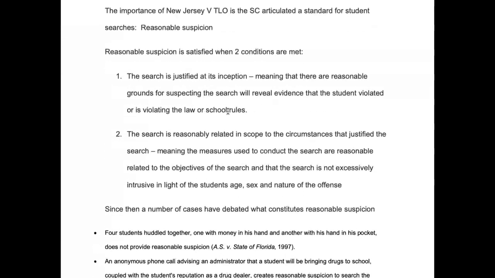All right? So, here's the importance of it. It sets a standard for student searches, and that is reasonable suspicion. And reasonable suspicion is satisfied with two conditions. Was the search justified? That means, were there reasonable grounds for suspecting the search will reveal evidence? Was there reasonable suspicion that that person has it on them?